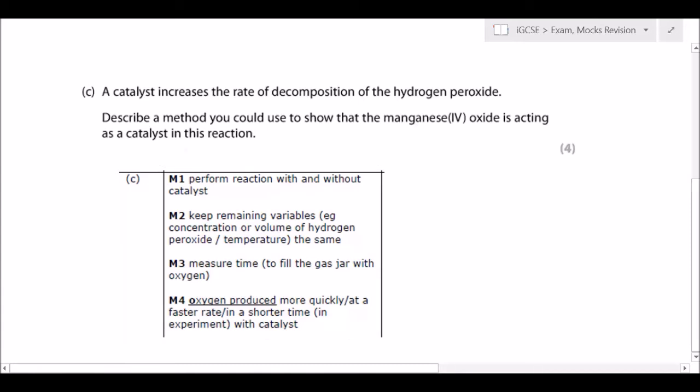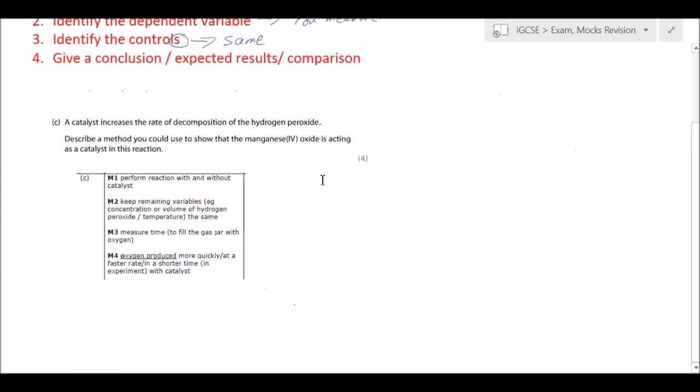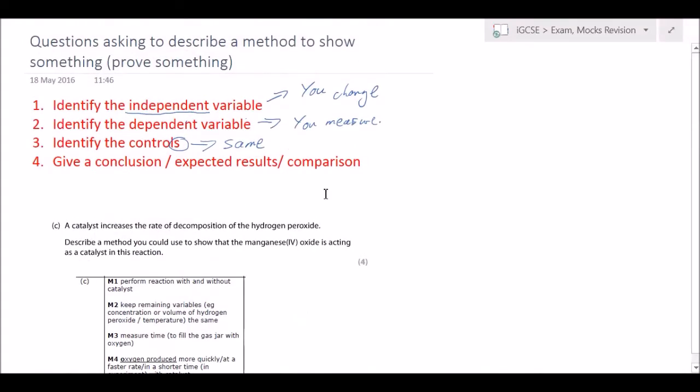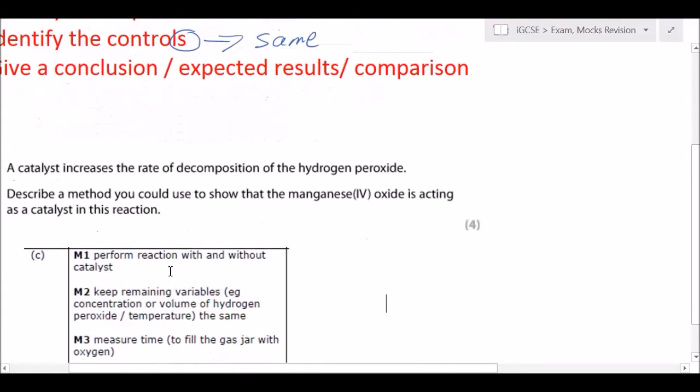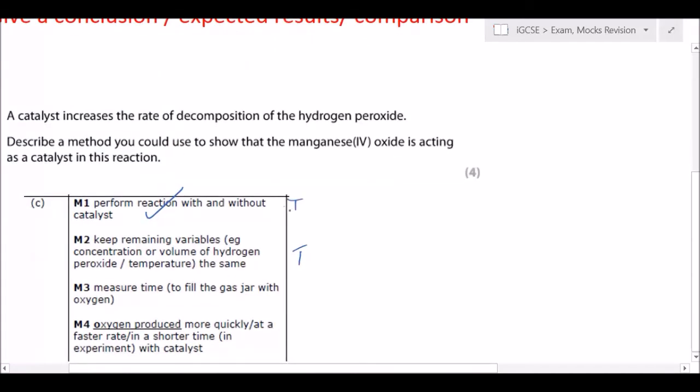If we compare that back with what we had: identify the independent variable, well that's mark 1, this point here. Keep remaining variables, concentrations and volumes, the same, so that's the control variables. And measure time, so this is what we're going to use as our way of determining if the independent variable is having an effect. That's the dependent variable, the one that we're going to measure.